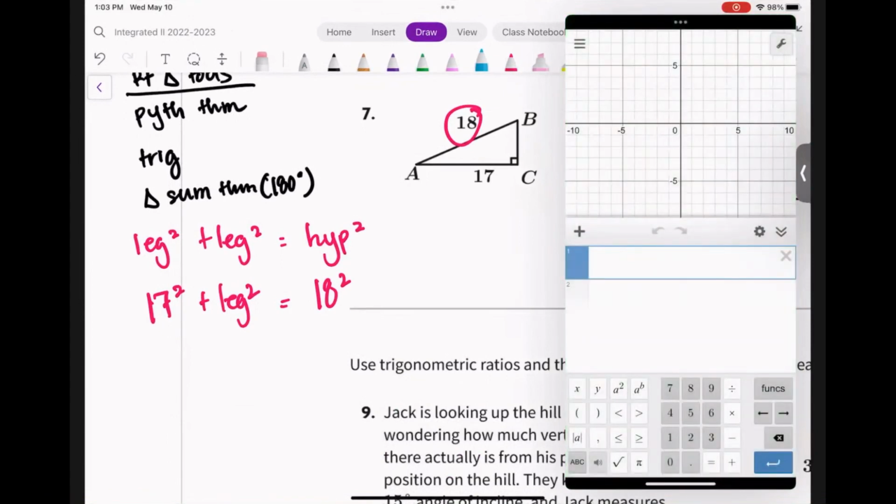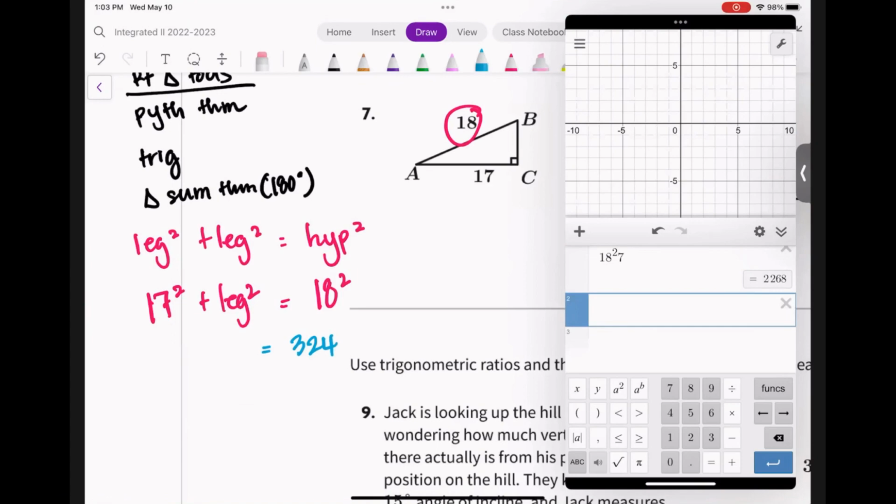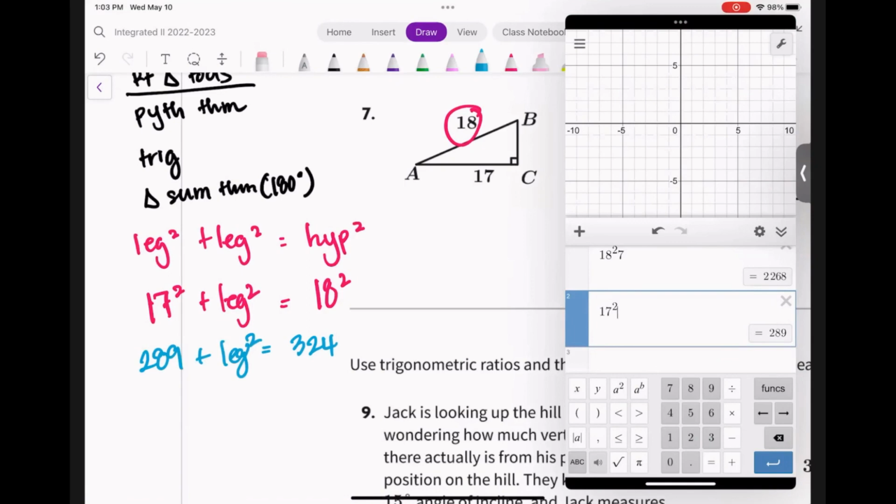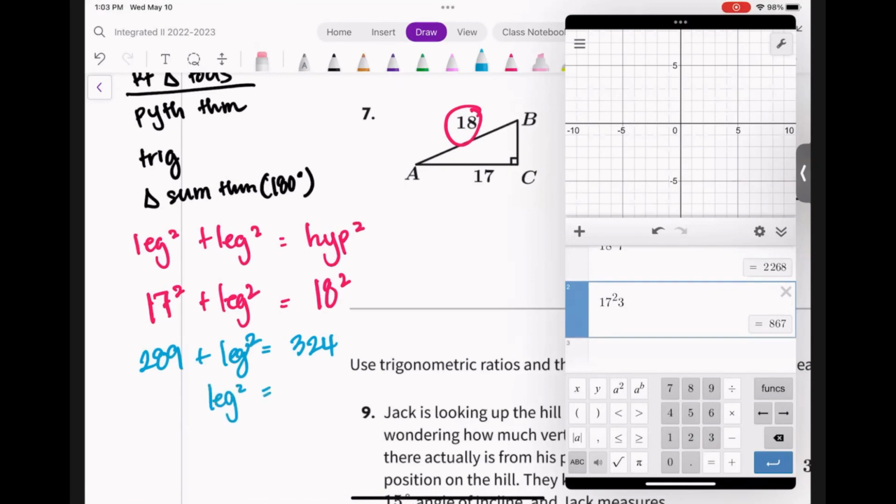So I'm going to do 18 squared, and that's 324, is equal to 17 squared. I actually know what 17 squared is, but I'm going to show you that I use a calculator. So we get leg squared is equal to whatever 324 minus 289.